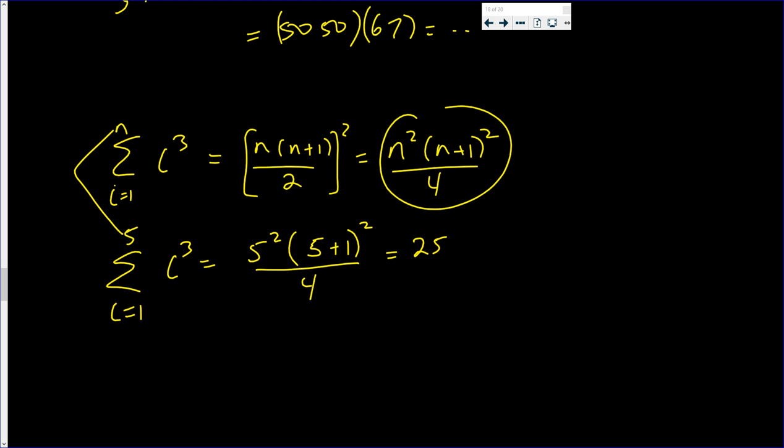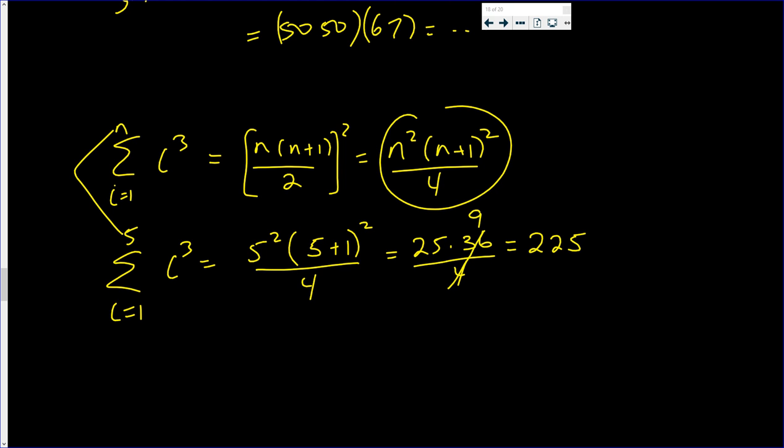It's 25 times 36 over 4. 5 plus 1 is 6. 4 goes into 36 9 times. 9 times 25 is 225.